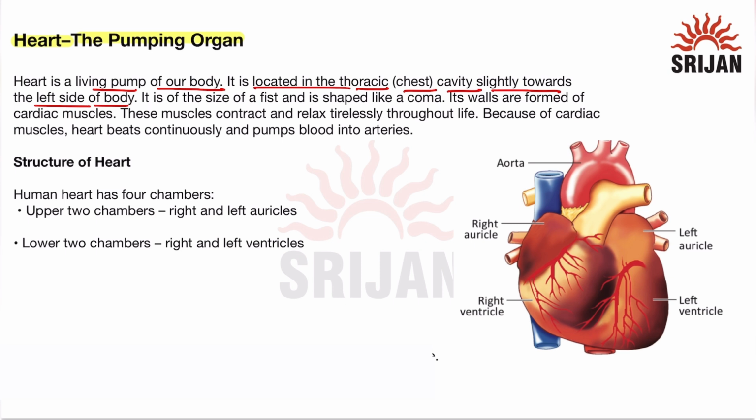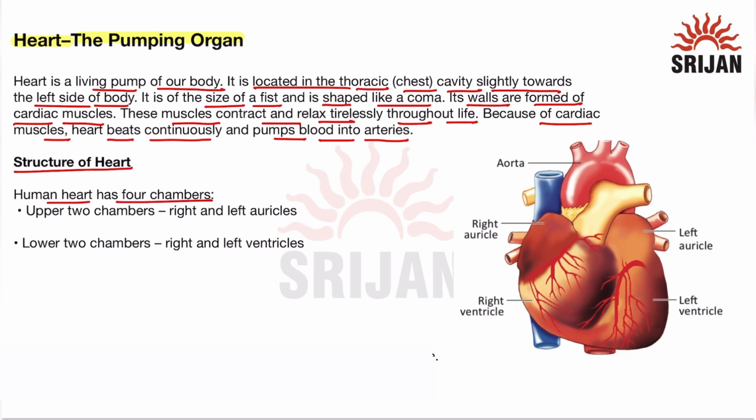It is located in the chest cavity or the thoracic cavity where the lungs, the rib cage, and the heart are located. Now it is of the size of a fist and shaped like a comma. Its walls are formed of cardiac muscles. These muscles contract and relax tirelessly throughout life. Because of cardiac muscles, heart beats continuously and pumps blood into the arteries. So cardiac muscles help to contract and relax continuously, and they help the heart to pump the blood into the blood vessels.